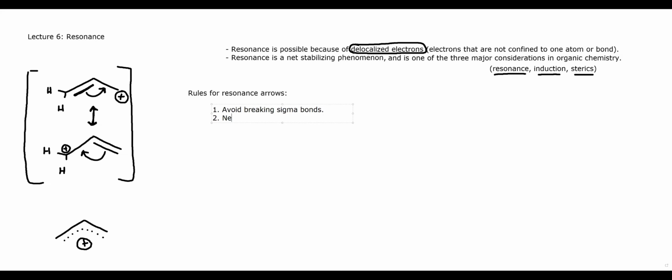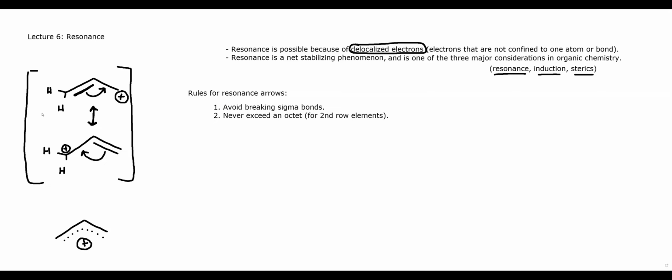You also want to avoid exceeding an octet for the second row elements: nitrogen, oxygen, carbon, which is mostly what we'll be using. So we never want to exceed an octet. You never want a carbon with 5 bonds. You never want an oxygen with 10 electrons, or a carbon with 10 electrons. You could have a carbon with only 6 electrons, right? You could have a carbocation, but you never want to exceed the octet.